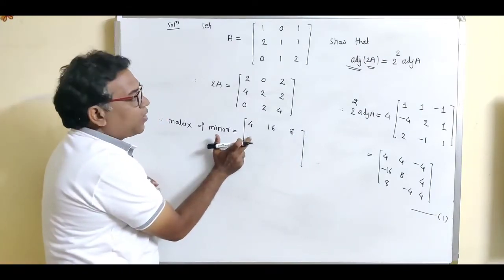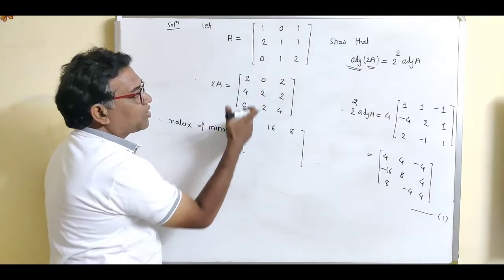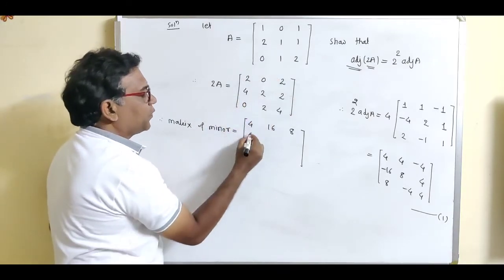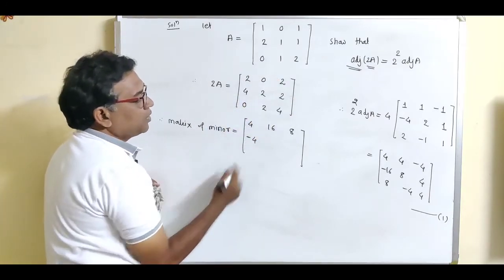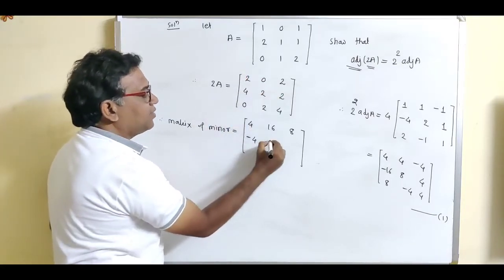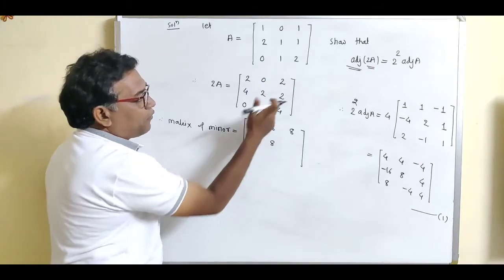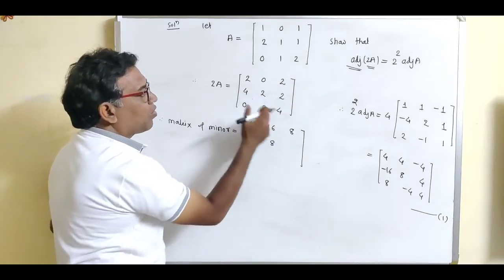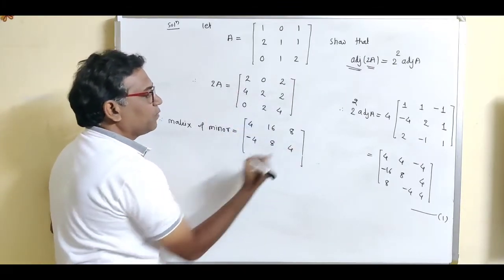Find out this next minor element. So delete the corresponding row, corresponding column. 0 minus 4, so this is minus 4. Find out this middle element, delete this row and column. 8 minus 0, so this is 8. Find out the next element, delete this row and column. 4 minus 0, so this is 4.